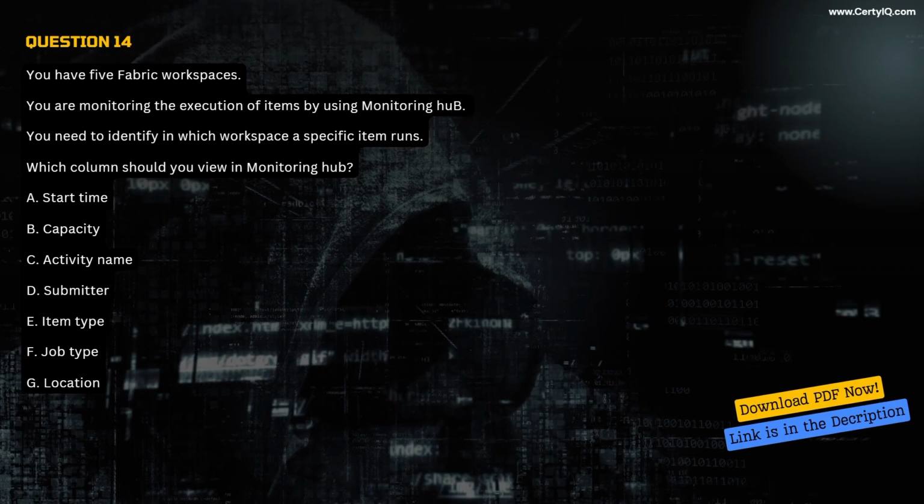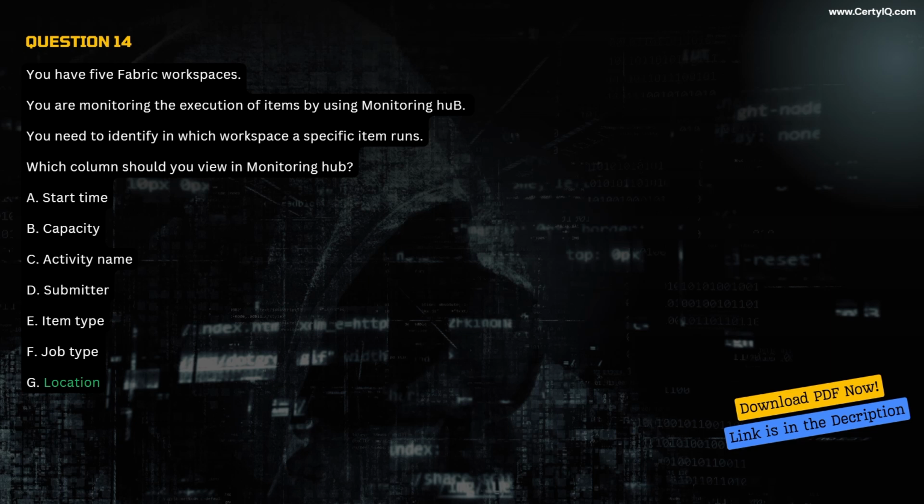Question 14. You have 5 Fabric workspaces. You are monitoring the execution of items by using Monitoring Hub. You need to identify in which workspace a specific item runs. Which column should you view in Monitoring Hub? A. Start time. B. Capacity. C. Activity name. D. Submitter. E. Item type. F. Job type. G. Location. Correct answer G.